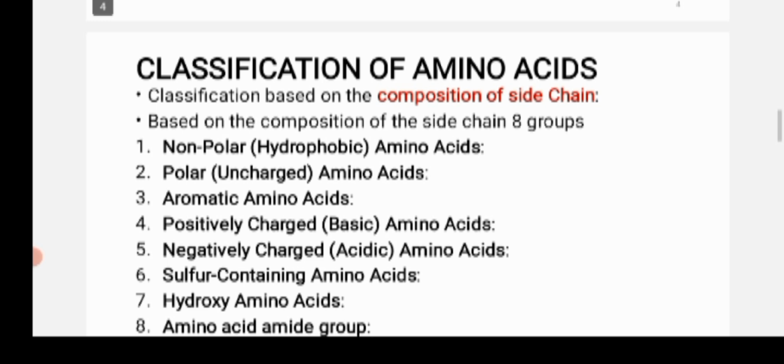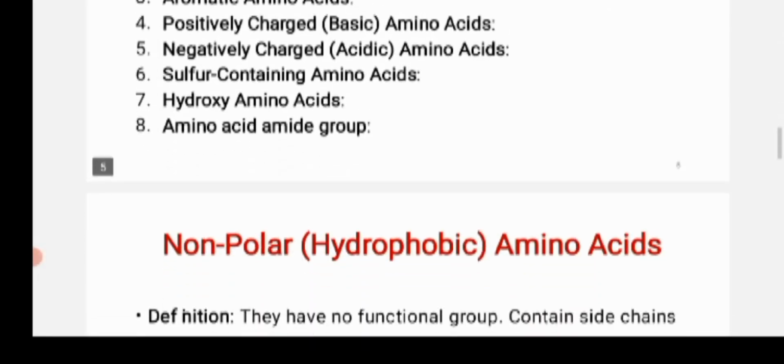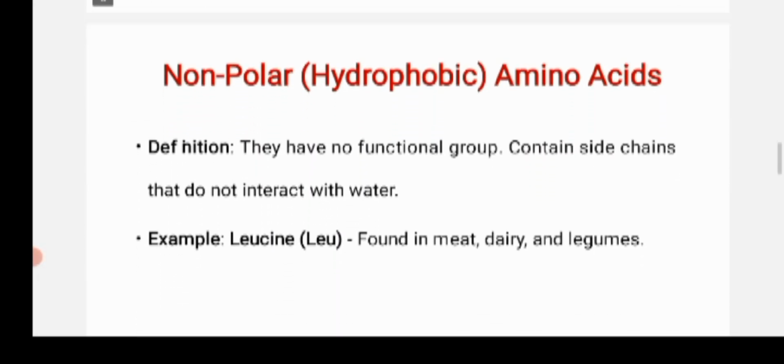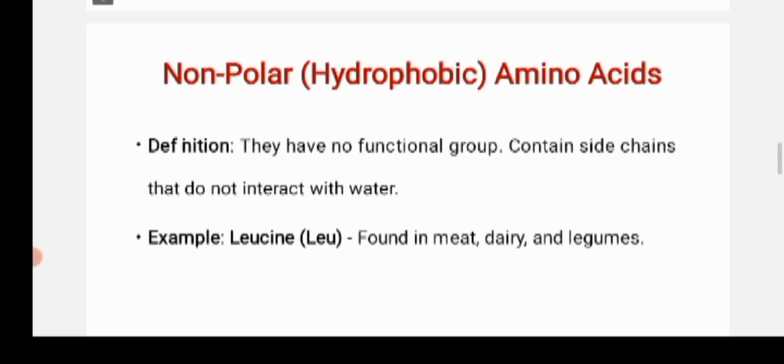Okay, so each and every classification of amino acids depends on what type of functional group is present in the side chain. Yes, each and every class we will discuss. The first one is the non-polar hydrophobic amino acid. What is the definition?